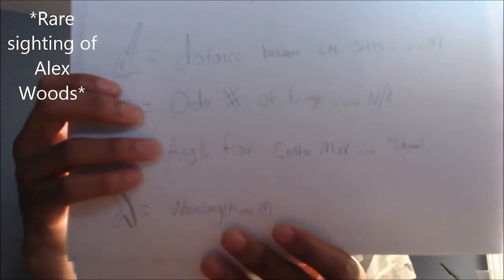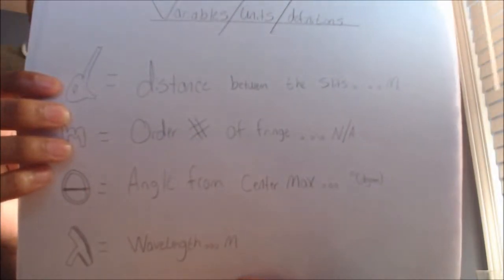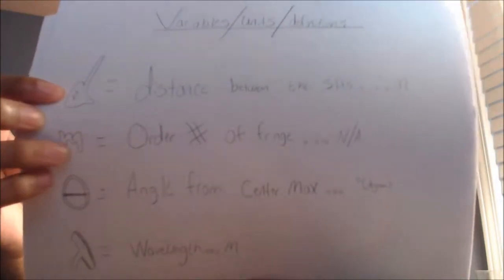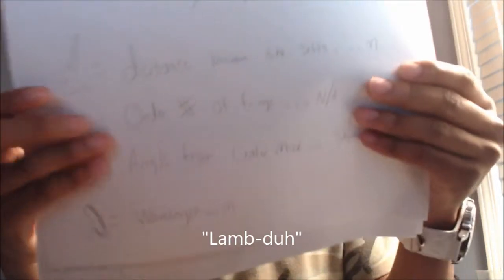Variables. D equals the distance between the slits and is measured in meters. M equals the order number of the fringe and it has no units. Theta is the angle from the center max and is measured in degrees. Lambda is the wavelength and is measured in meters.